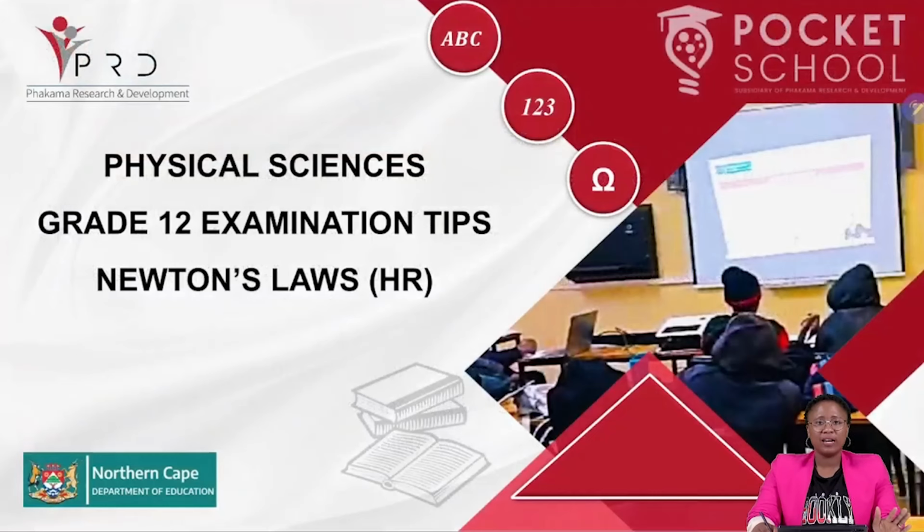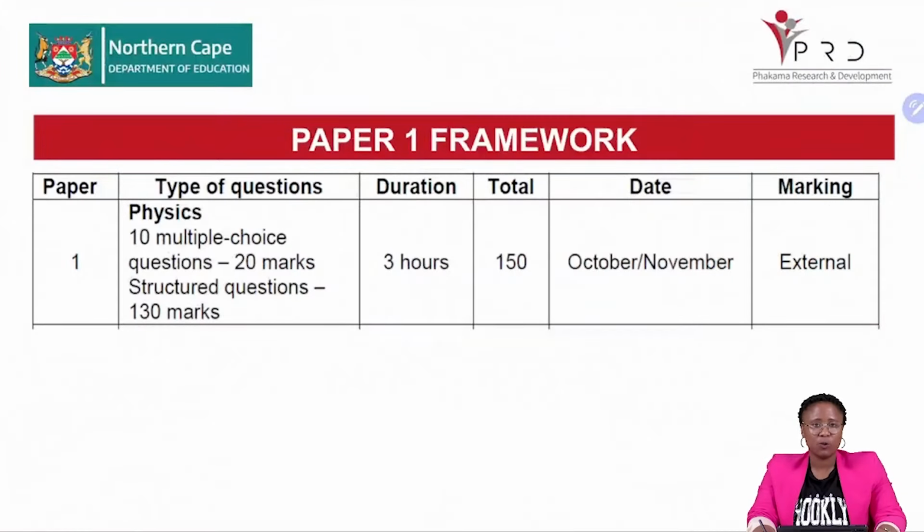When we know now the learning objectives of today's lesson, we are quickly going to jump into the grade 12 examination tips on Newton laws. So these are the exam tips that I want us to familiarize ourselves with when we are dealing with this chapter. Now, what are the exam tips that I want you to know? Firstly, I want you to know the framework of paper 1. Now remember that paper 1 consists of 10 multiple choice questions which are equivalent to 20 marks. And what you need to know is that the structured questions are equivalent to 130 marks. And all of this gives you a total of 150 marks, and you will be writing your final exam for 3 hours.